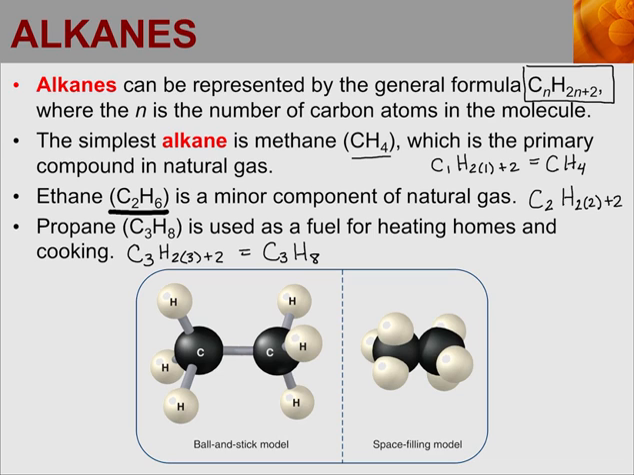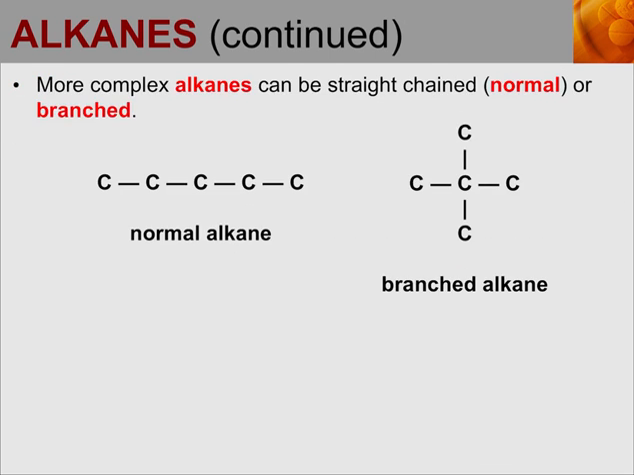So down below, we have a figure of ethane, C2H6. So we've got the ball and stick model, and then the space filling model as well. Now, more complex alkanes can be straight chained or branched, as we've seen before. So as we start adding more carbon atoms on, once we get to 4 carbons or more, now we have the opportunity to create these branches or isomers of our different alkanes.